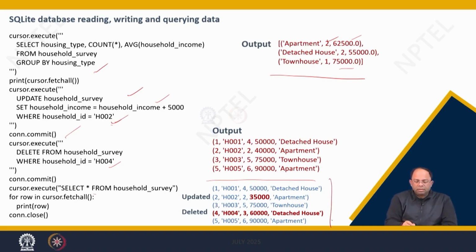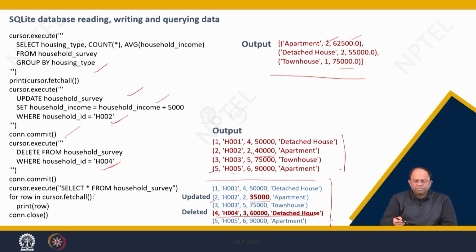So you can see that ID number 2 is updated. It has become 40,000 from 35,000 earlier. This is the output table. And this particular row which was there earlier, the 4th ID, is not there now in the output. After 3 there is 5, 4 is missing.